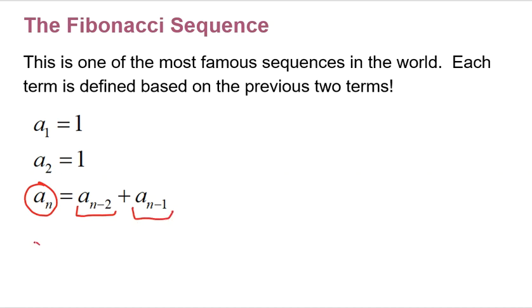So, okay, let's show this, right? If I want to find the third term, plug in 3. 3 minus 2 is 1. So I need the first term plus 3 minus 1 is 2 plus the second term. So to find the third term, I need the first plus the second.